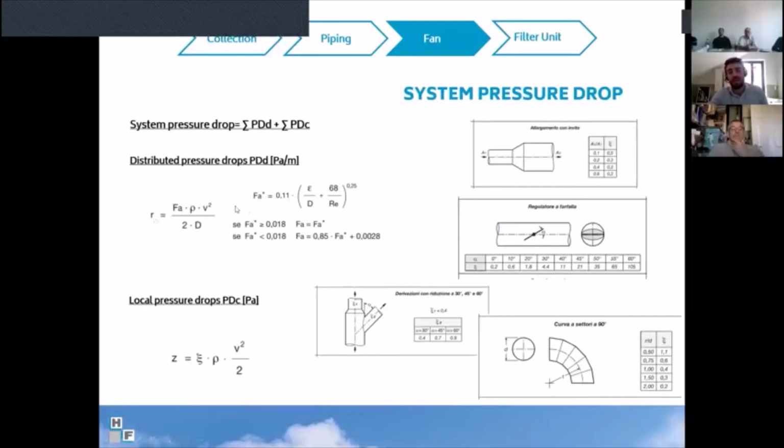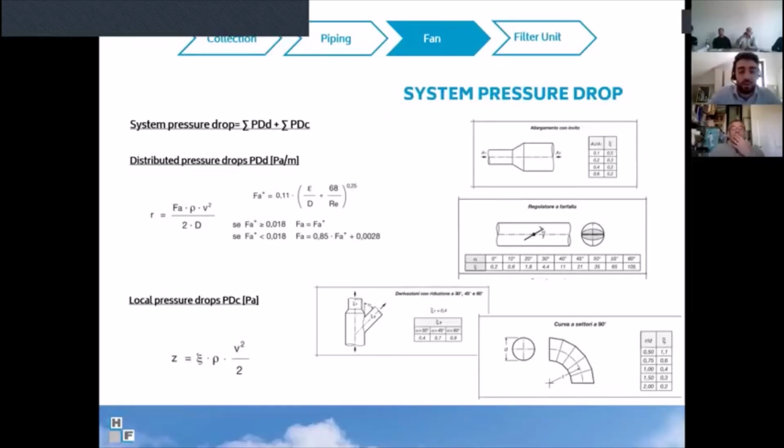It can be calculated with some very complicated formula like this, but this is my job and this is our job. So if you need it, you can ask us. This parameter takes into consideration the material, the speed of the air, the density of the air, what happens inside the piping. So a lot of parameters, and it's a little bit too complicated to explain today.